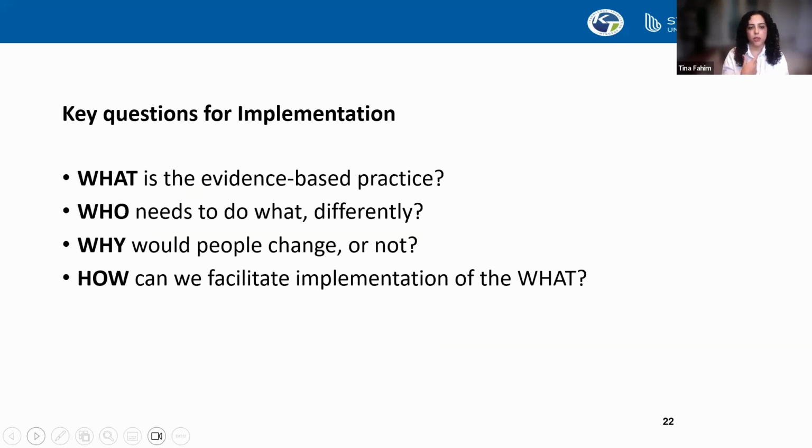The second step is, who needs to do what differently? So implementation requires people to change their behavior, to change their practice. So who are all these different actors that are going to need to change their practice to facilitate the implementation? Next is, why would these people change their practice or not? And then finally, how can we support the practice change, or how do we facilitate the implementation of the what?